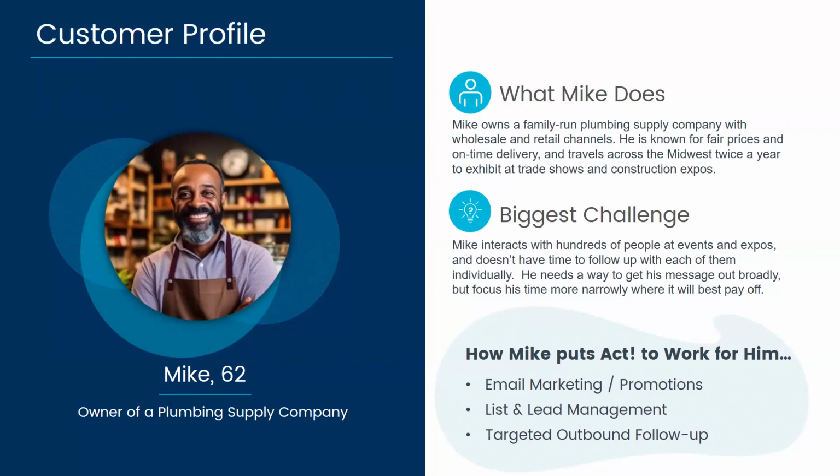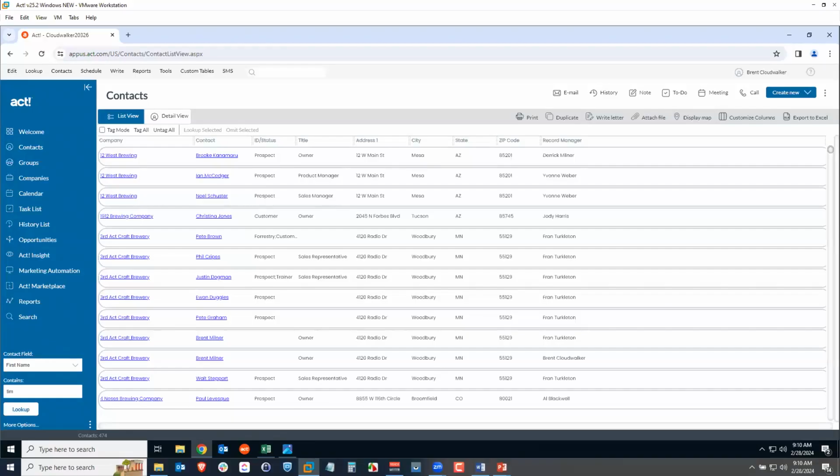His challenge, as someone who rarely finds himself at his desk, involves capitalizing on the momentum from all of the contacts he makes at these events and also the great conversations that he has. But he wants to do it in a very efficient and prioritized way. And so let's do our first demo by taking a look at how Mike puts ACT to work for him by using email marketing and promotions, lead and list management, and targeted outbound follow-up. So we're going to jump into this demo and we're going to talk about Mike.